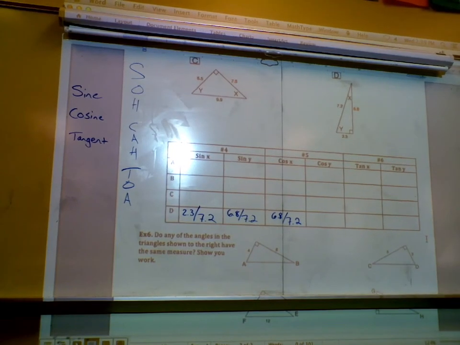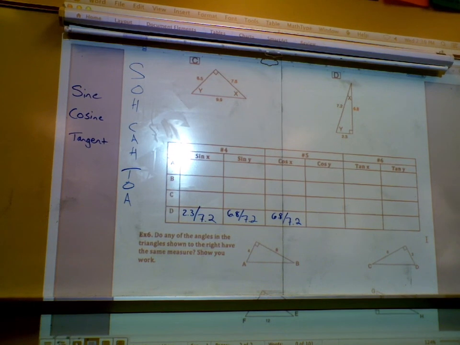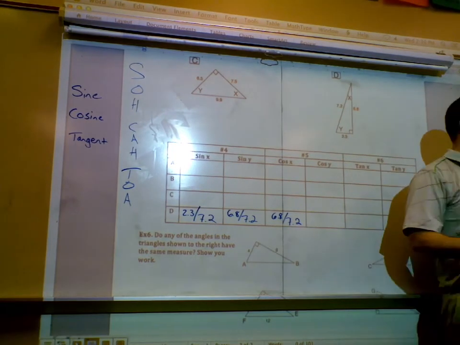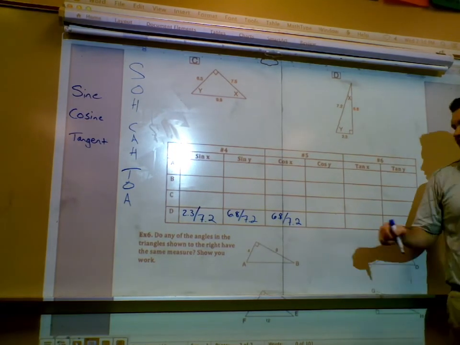Okay. We did just do that one. Do you know why? Because X and Y are complementary. So the sine of Y equals the cosine of X. Okay. All right, try cosine Y.